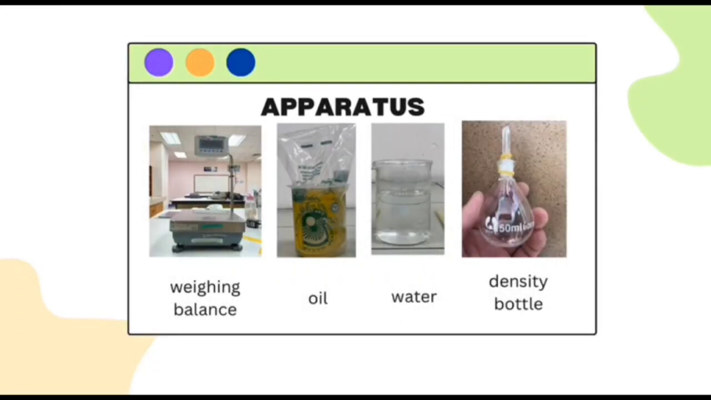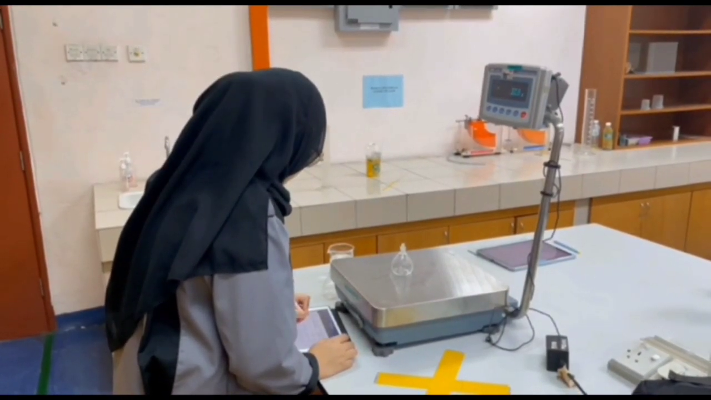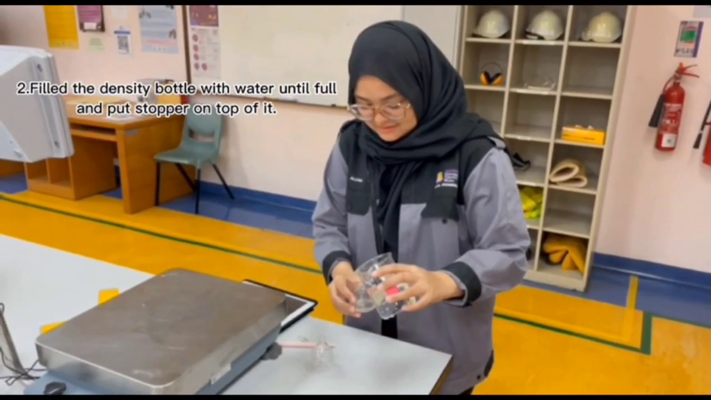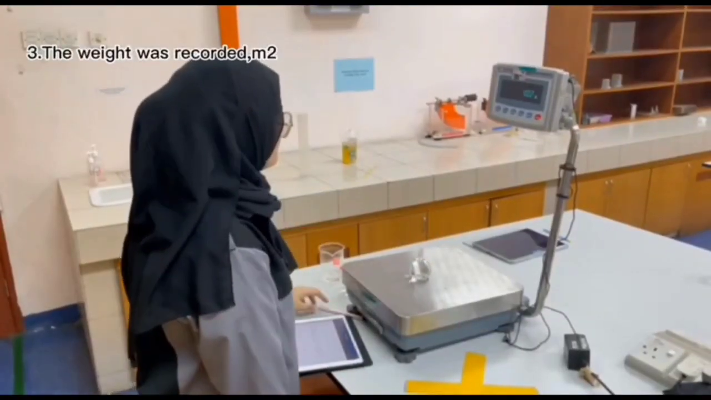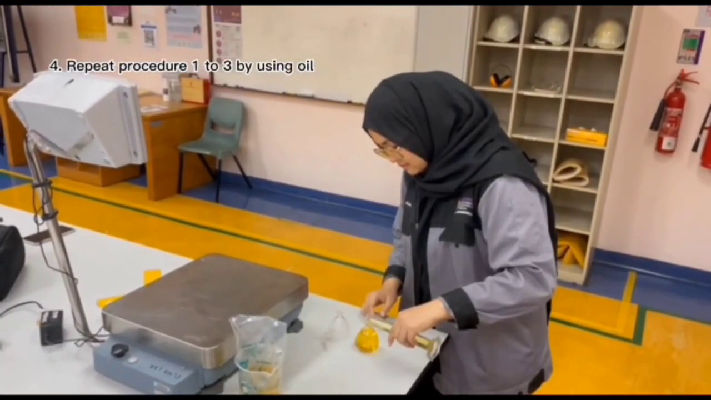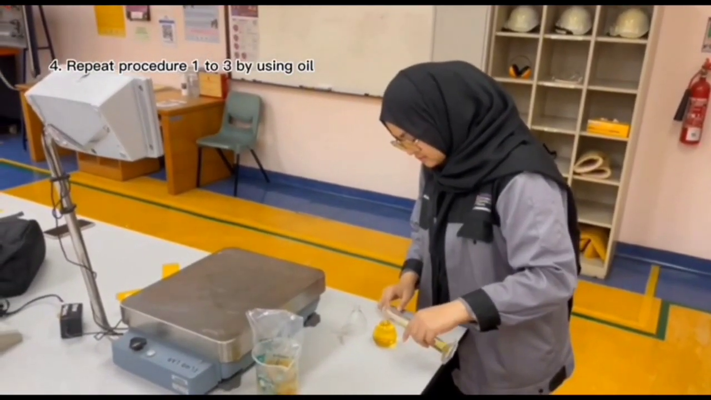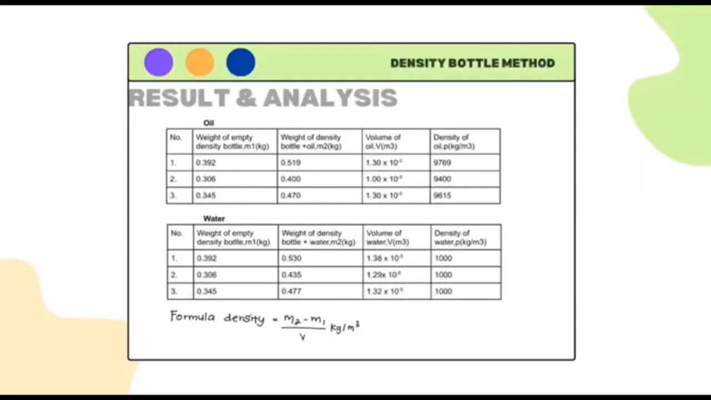Today I will explain about the density bottle method experiment. The apparatus we need is a weighing balance, oil, water, and 2 density bottles. For the procedure, firstly, we have to weigh the empty density bottle and record the weight. Secondly, fill the density bottle with water until full and put the stopper on top of it. Thirdly, record the weight of the water in the density bottle. The next step is to repeat procedures 1 to 3 by using oil. And lastly, record the weight obtained for the oil. This is the result and analysis that we obtained from this experiment.